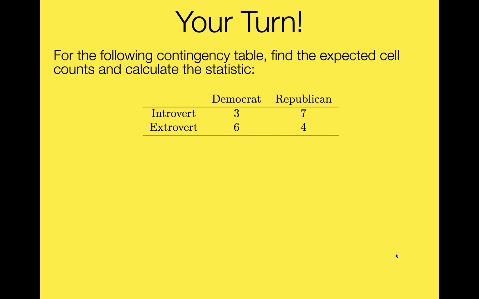All right, in this your turn, what I want you to do is take a simple contingency table here, showing whether you're an introvert or an extrovert, whether you're one or the other, and then your political affiliation. Of course, we only have Democrat and Republican, and of course they're independent, and so on. It's oversimplified. I want you to find the expected cell counts and calculate the statistic for this.